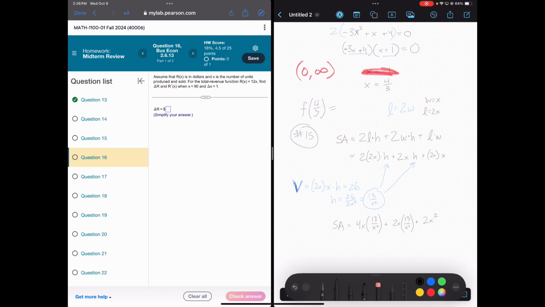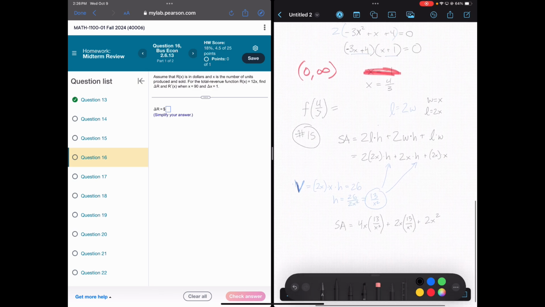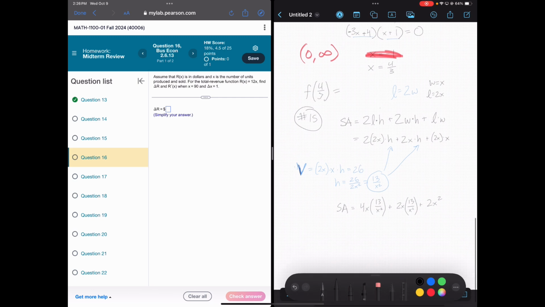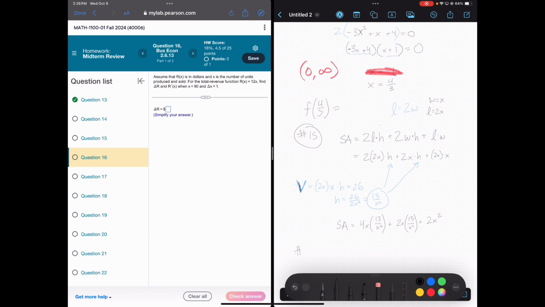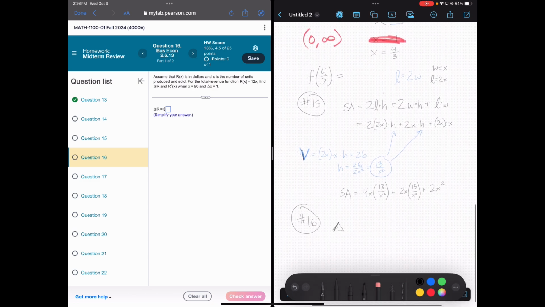Assume that revenue R of X is in dollars and X is the number of units produced and sold. For the total revenue function, R of X is equal to 12X. Find delta R, R prime of X, when X is equal to 90 and delta X is equal to 1. Remember, what is delta X? Delta R is just your exact change in your value. Okay?